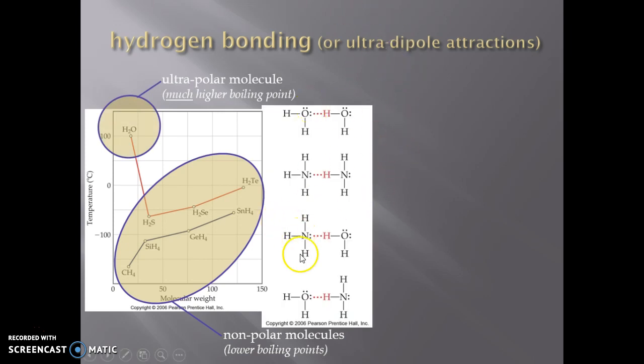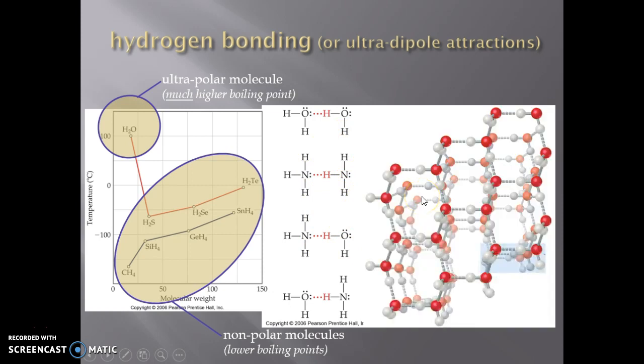So again, you can see hydrogen bonding. It doesn't have to be between two of the same atoms. It could be between two different ones, but it's got to be the nitrogen, oxygen, or fluorine of one molecule with a hydrogen of another molecule in the same situation. And that's how we get ice crystals.